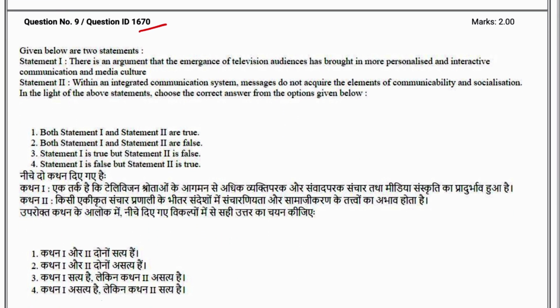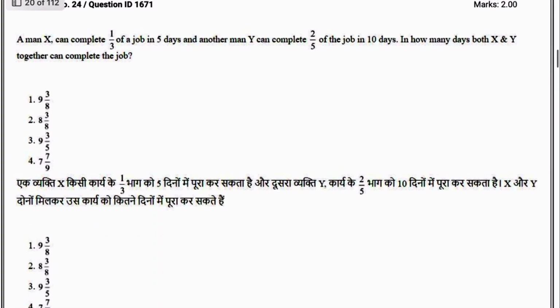This is 70. Given below are two statements. There is an argument that the emergence of television audience has brought in more personalized and interactive communication and media culture. This is true. Within an integrated communication system, messages do not acquire the element of communicability and socialization. It is wrong. Message is always important and it has the elements of communicability. So 1 is true, 2 is false, 3 is the answer.